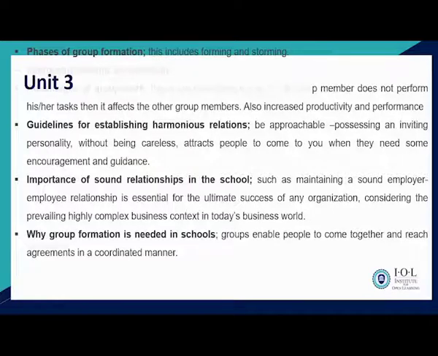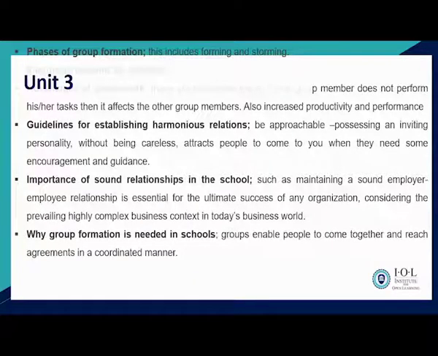And the stages of group work. This includes interdependence. If one group member does not perform his or her task, then it affects the other group members. Also increased productivity and performance. All those are the stages of group work. You must know why one group is more productive and the other one is not productive.